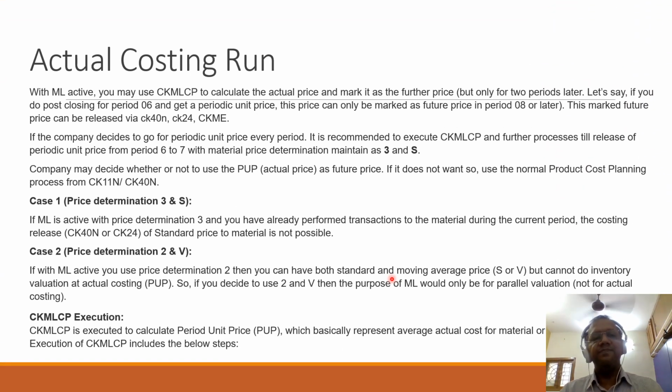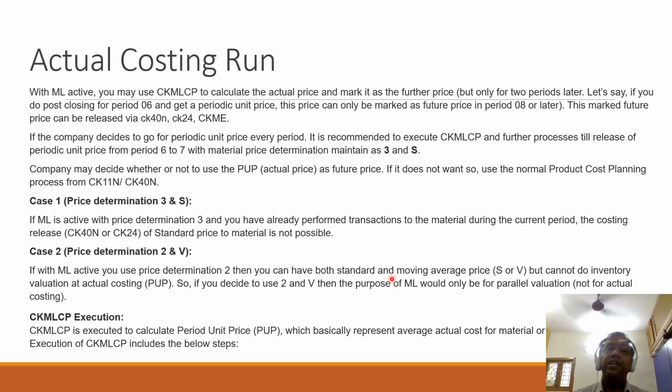Actual costing. When the material ledger is active, you may choose CK to calculate the actual price and then the future price, but only 2-3 years later. For example, we are not using material ledger active with actual price, but we are doing the future prices, and then after 2 periods only. There is a change in the period and the periodic price. This makes sure it is marked as a future price that can be released by CK40 and CK24. So we are changing the price methods like that.